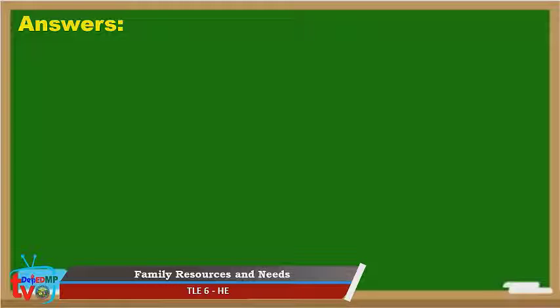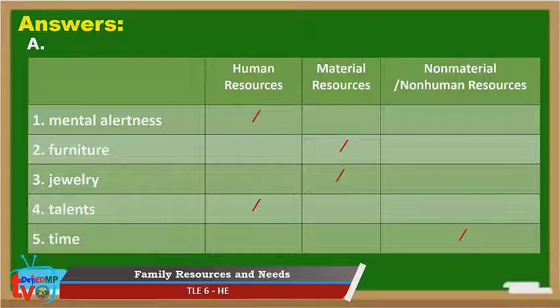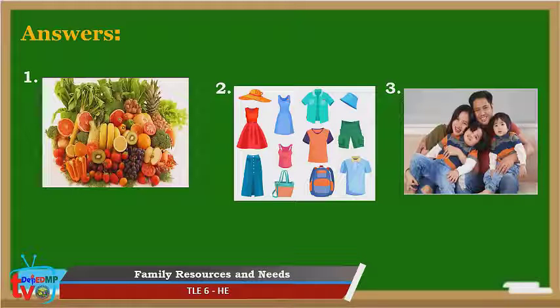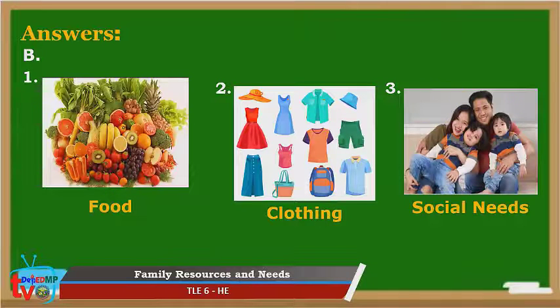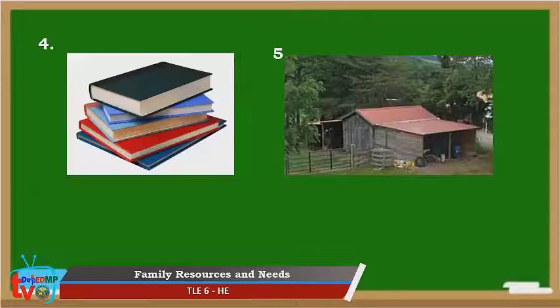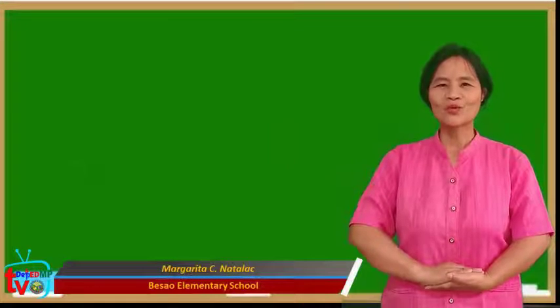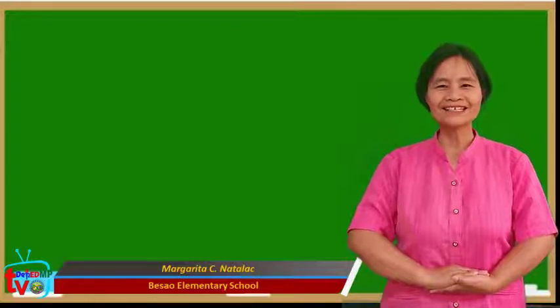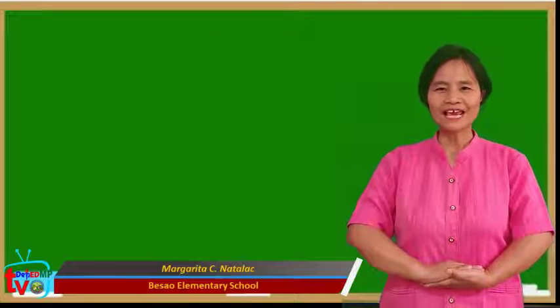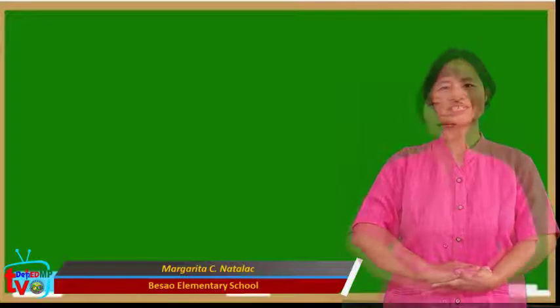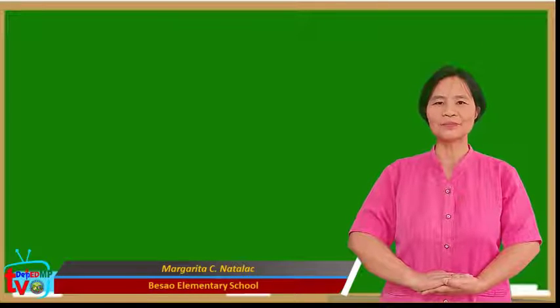Let's now check your answers. For letter A, your table should look like this. For letter B, number 1, number 2, number 3, number 4, number 5. Wow! You're almost finished in answering this module. For those with mistakes, go back and review your answers. Let us now proceed with the assessment.